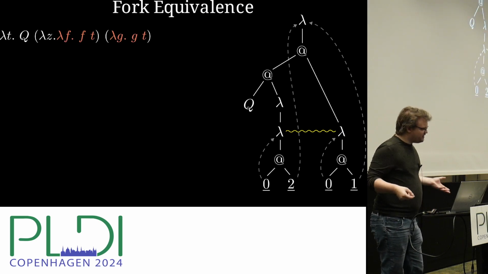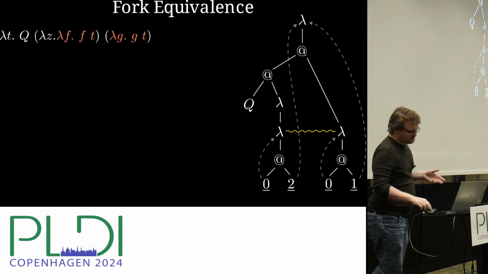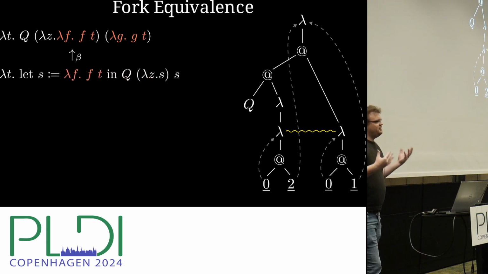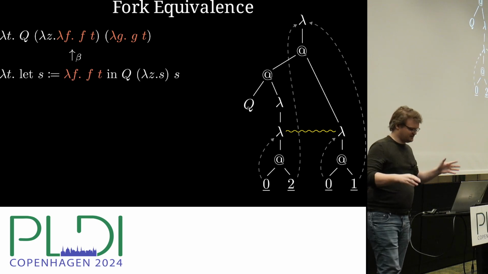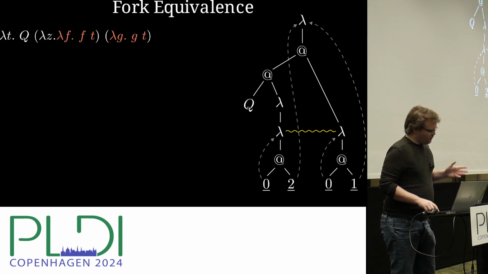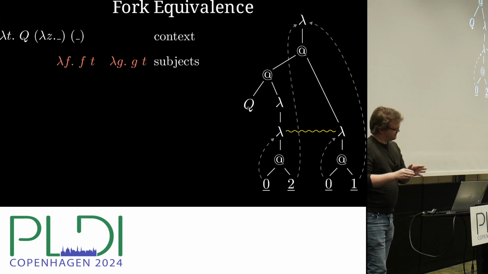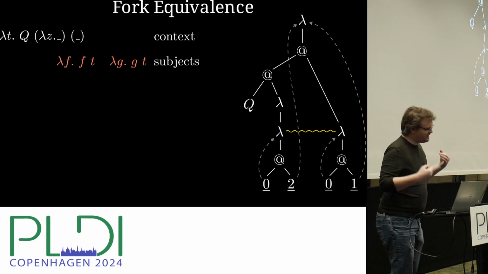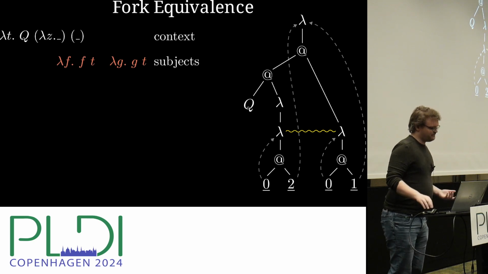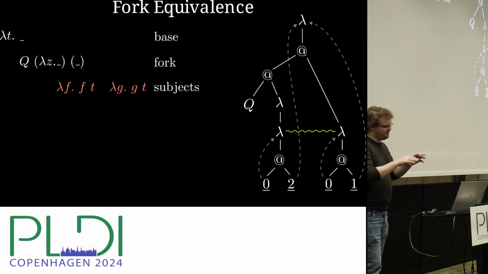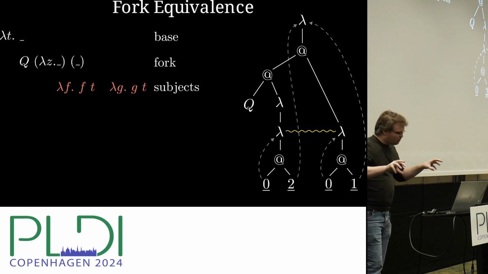So we do this through a notion of fork equivalence. And this fork equivalence goes back to the original example where we said, if you want to show that these 2 terms are equal, then we just introduce a let, and we merge the 2 subterms into a let, and then we're done. So how does that work exactly? Well, we say this term consists of a context with 2 holes in it and 2 subjects. If you want to establish a let between them, then you need to split the context into a base and a fork. We call the fork a fork because it splits the term into 2 holes.